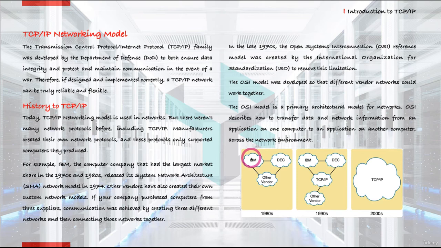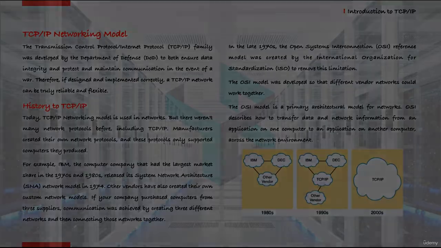IBM computers would create a network between themselves, other manufacturers would create a network between themselves, and then you could use it by networking between all three manufacturers. By the 1990s, TCP/IP was slowly becoming more and more widespread. Devices using IBM were again creating a network among themselves, and other manufacturers were creating a network among themselves, and then we connected these networks using TCP/IP. By the 2000s, all manufacturers started to use TCP/IP and our devices started to communicate over TCP/IP.